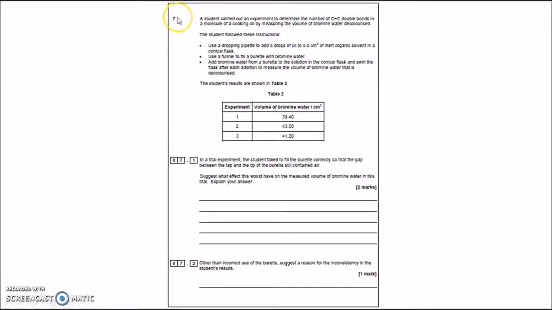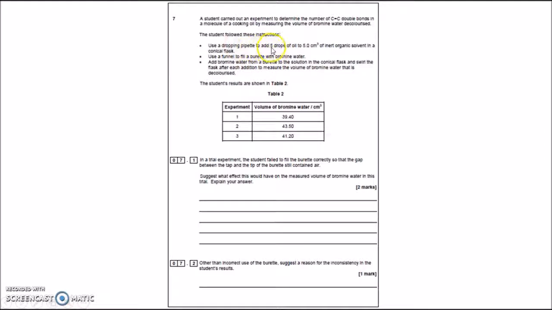Let's look at question number 7, quite a tricky titration question. So what they're doing is this student has decided that she's going to put bromine water into a burette. She's using a drop-in pipette to add 5 drops of oil, and the oil has got carbon-to-carbon double bonds in it, into a flask. It's worrying me that she's using a drop-in pipette and 5 drops of oil.